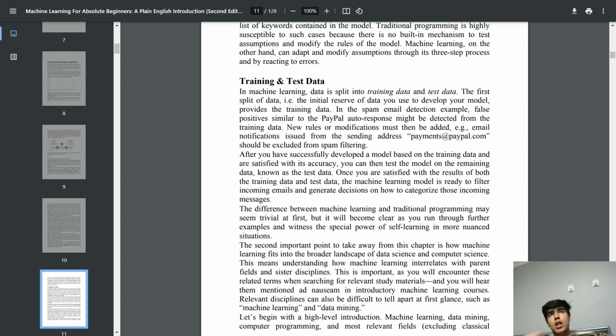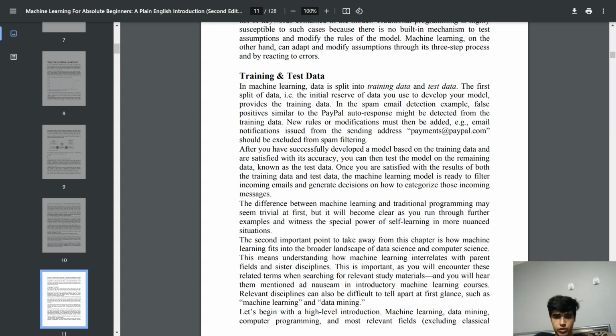So first of all, you train your model with training data, which is separate data. Then after your model is trained, if you want to make sure that it's accurate enough, you have to test it, right? So you use the test data to test the accuracy of your model. So that's the way it works.